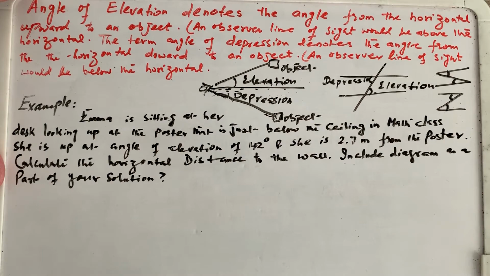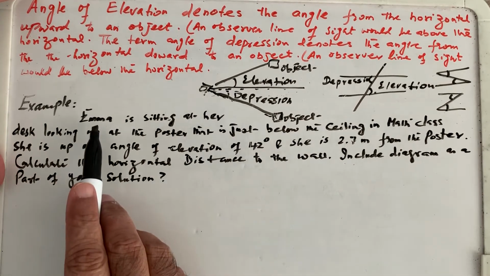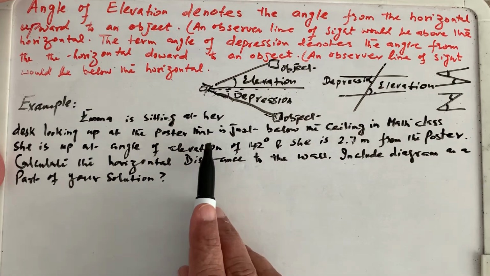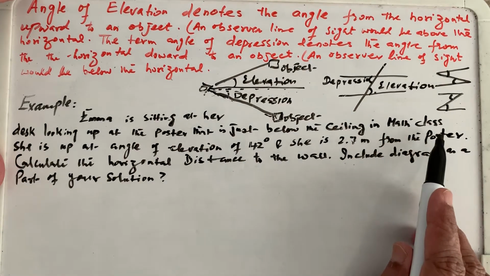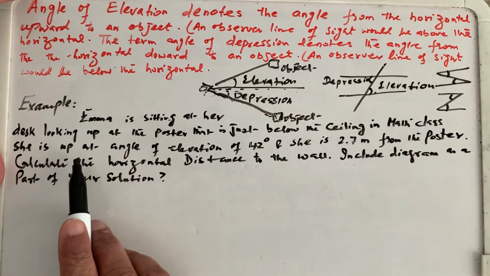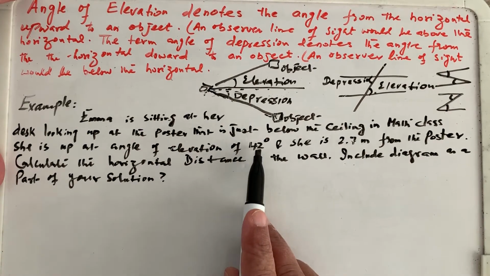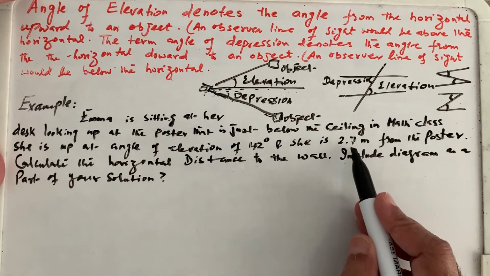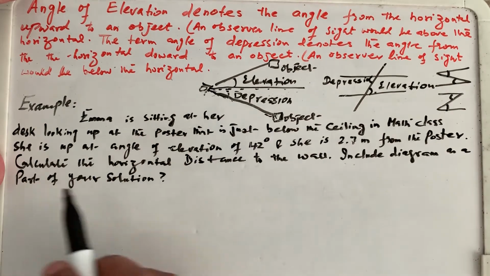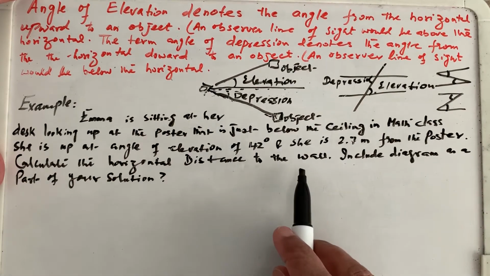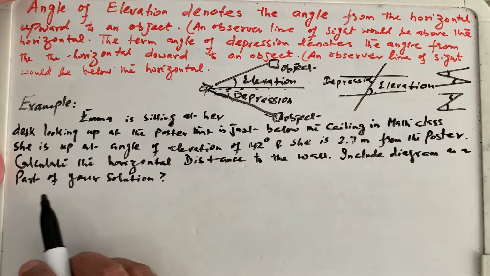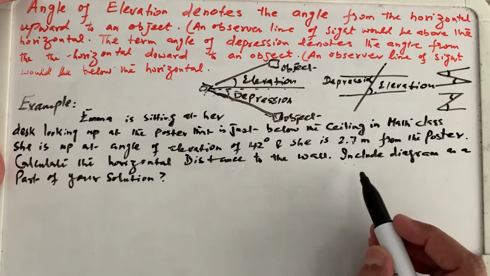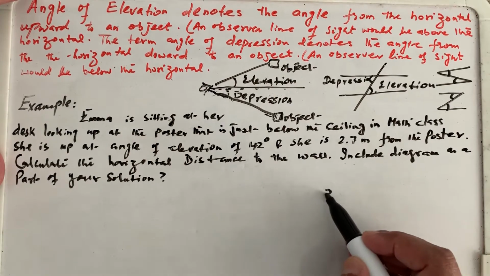Now we see the example. Ima is sitting at her desk looking up at the poster that is just below the ceiling in the math class. She is looking up at an angle of elevation of 42 degrees, and she is 2.7 meters from the poster. Calculate the horizontal distance to the wall. Include a diagram as a part of your solution. The diagram is necessary to understand, therefore it is said to include the diagram.